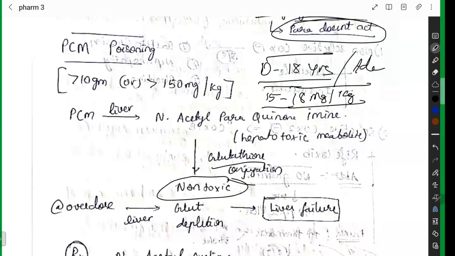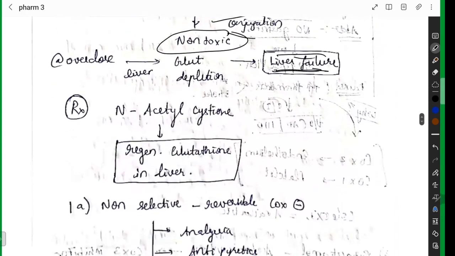But what happens in some cases? There is a glutathione deficiency. When you give an overdose of paracetamol, glutathione is not sufficient to conjugate. Because of that, there is going to be liver failure, due to this hepatotoxic metabolite, NAPQI. Now, what is the treatment? You're going to give N-acetylcysteine. N-acetylcysteine is the drug of choice for a patient with paracetamol toxicity.